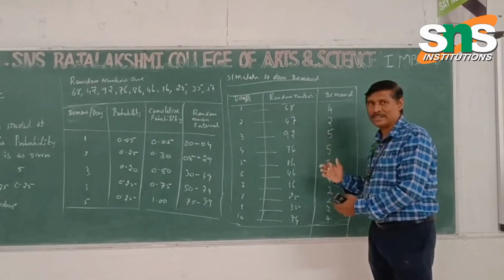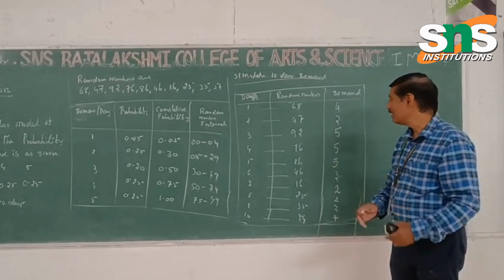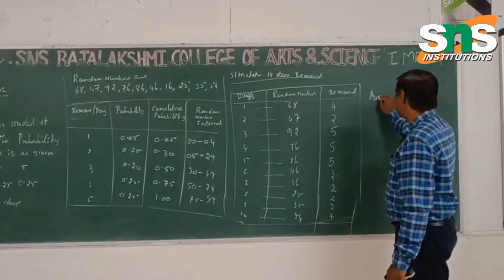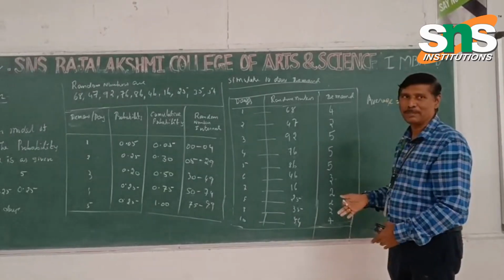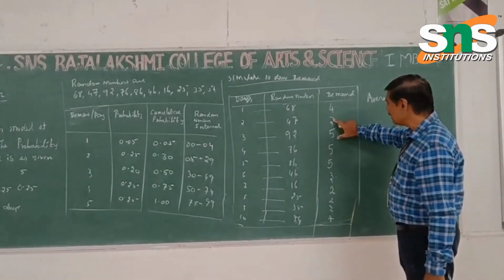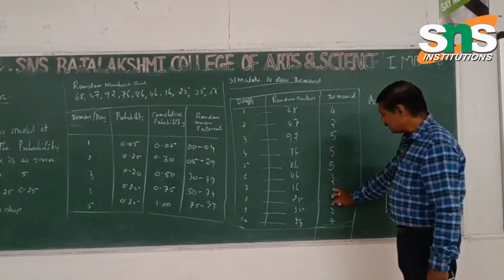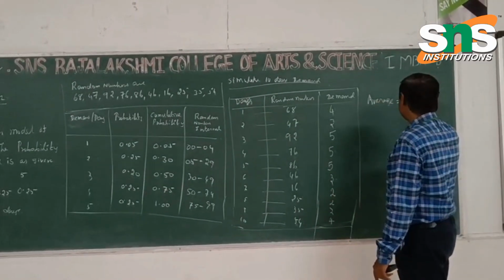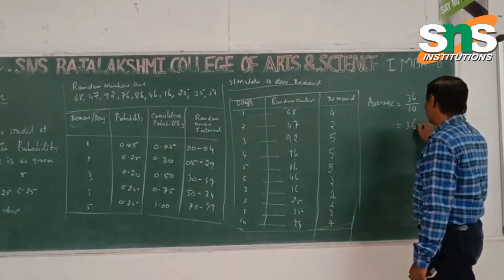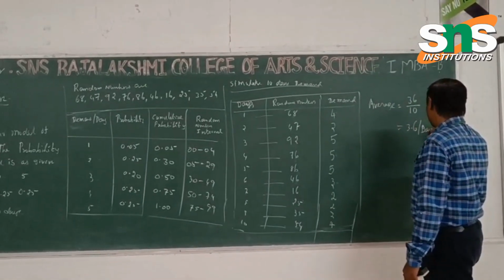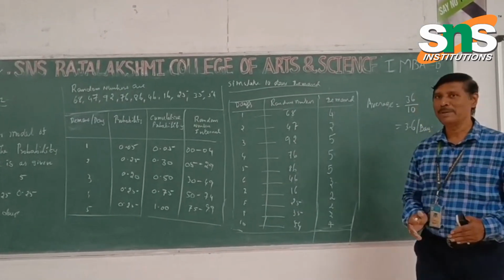So this was simulated for 10 days for the given data. Now we calculate the average demand per day. Average means the sum of all the data divided by the number of data. Here the sum is 36 and the total number of data is 10, therefore 3.6 per day. So the average demand for each day is 3.6 washing machines. That is the meaning of this simulation.